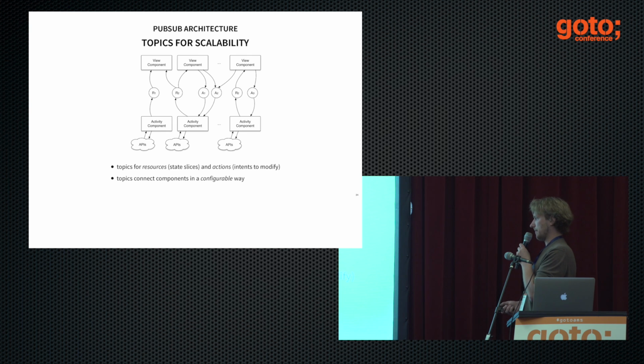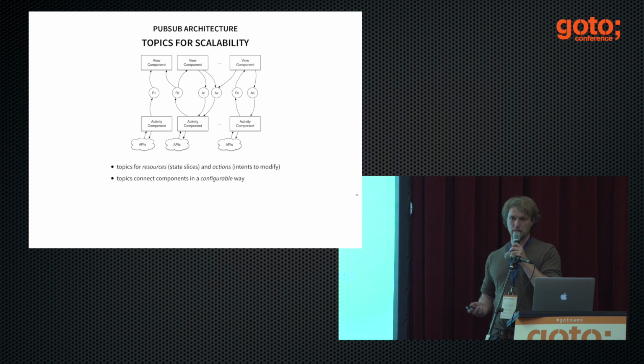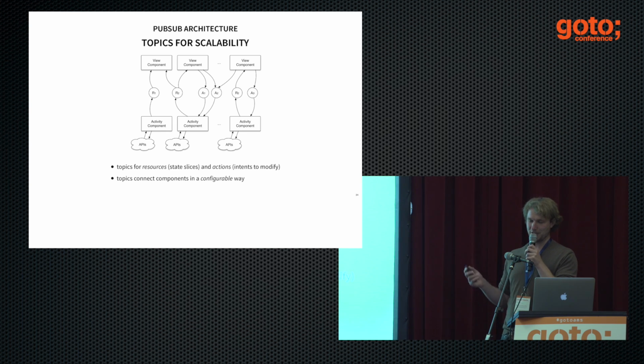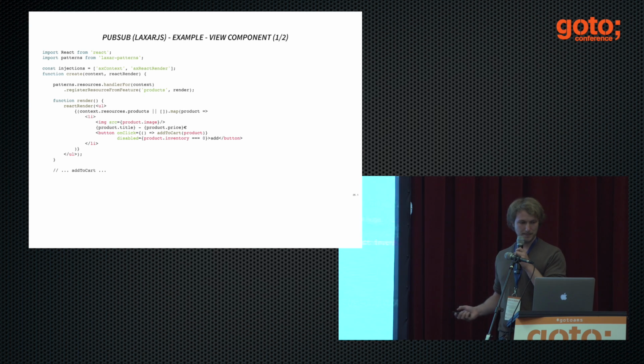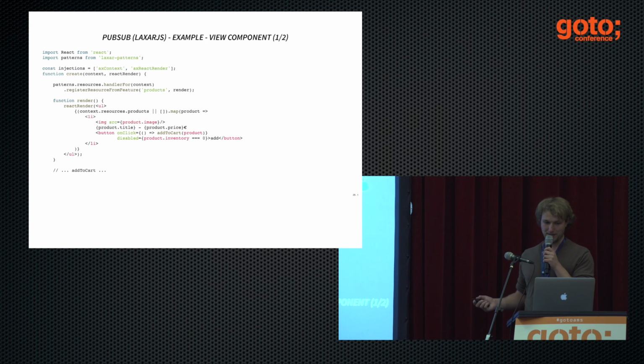So we have topics for both resources and actions, and those topics allow you to configure, after programming, at configuration time, what components should be able to talk to each other. And now we have a code example that's really similar to what we've seen before. We have a view component, which in this context gets its state not from a store, but, in the context of this PubSub application, gets its resource from the event bus.